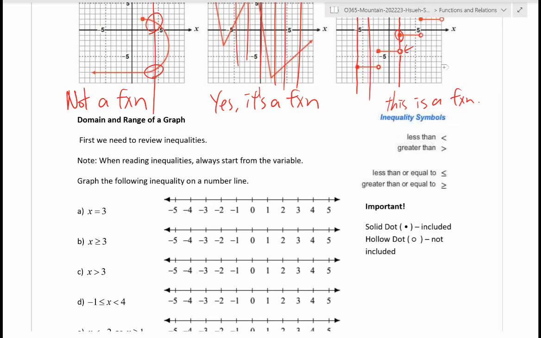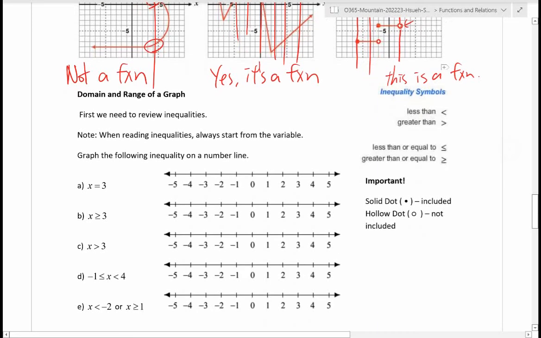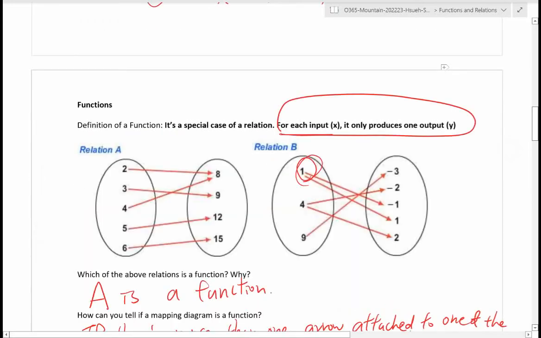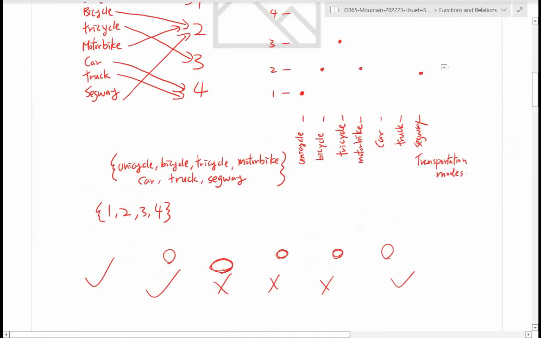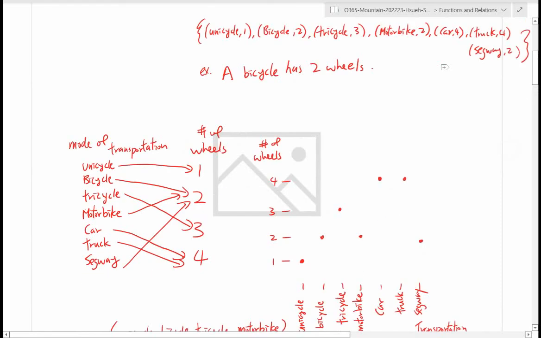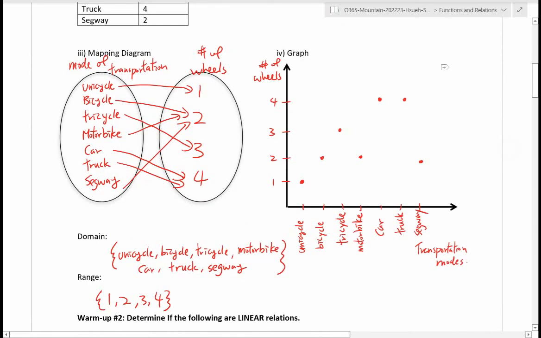Okay. The last thing we need to do is to write down the domain and range using interval notation and set notation. We did a little bit of this last lesson, actually during the warm-up as well. We did write down the domain and range, right here. Notice how the domain and range are particular values or objects, like unicycle, bicycle, tricycle, motorbike, and the range here is 1, 2, 3, 4.